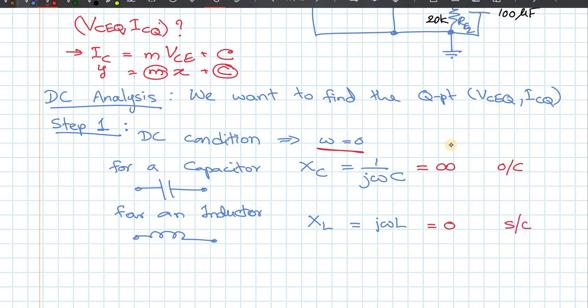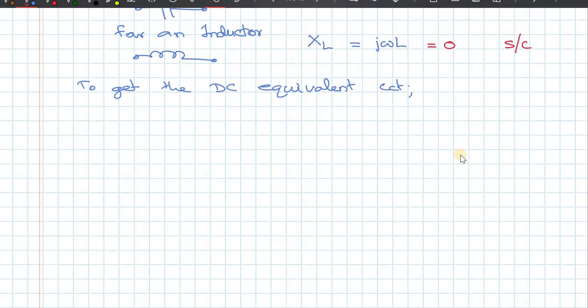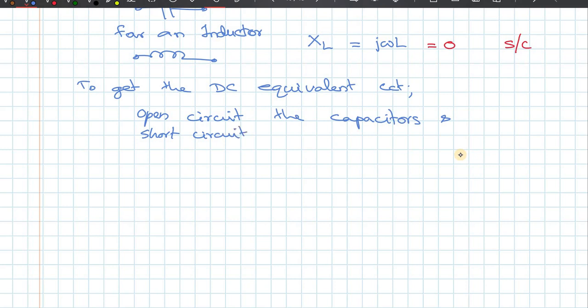Okay, so the first thing that you do when you have a circuit like this is, to get the DC equivalent circuit, open circuit the capacitors and short circuit the inductors. So this is what we are going to do for our circuit.